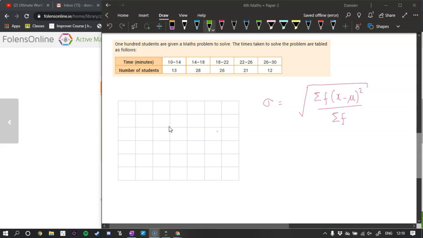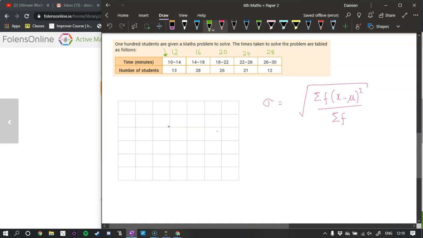So we start with time in minutes at the top. And up at the top here, what we do is we write in the middle number of the range that you've got. So between 10 and 14, the middle number is 12. Between 14 and 18, it's 16. 18 and 22 is 20. The next one is 24. And then finally, the last one is 28. And you're going to use these numbers then to figure out your answer.